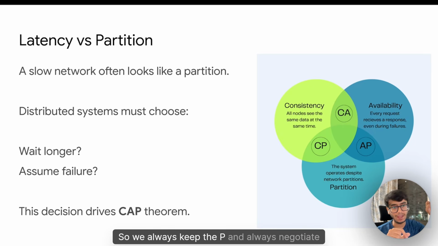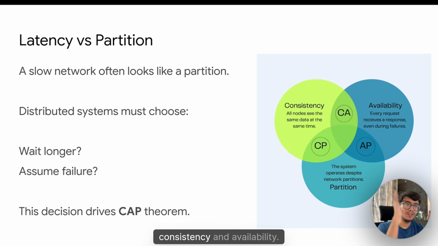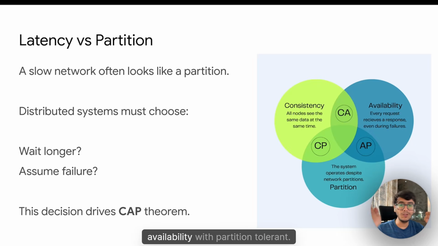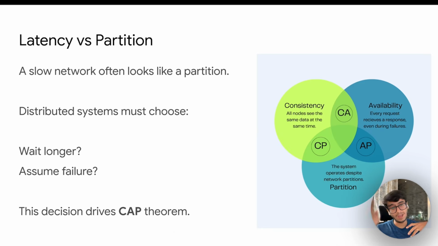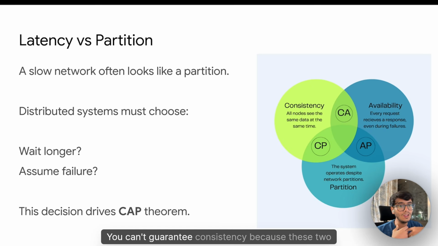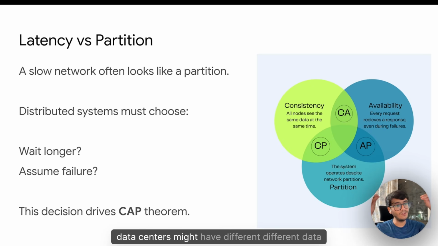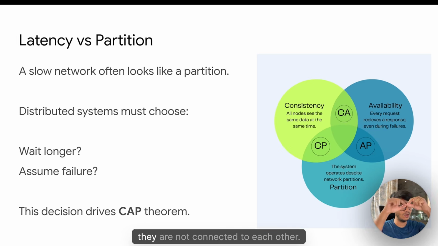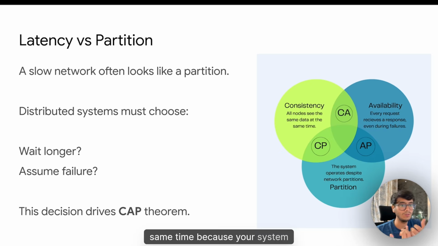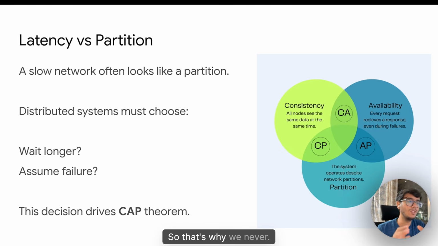So we always keep the P and always negotiate between consistency and availability. It says you can have either consistency with partition tolerance or availability with partition tolerance. You can't have consistency and availability together while compromising partition tolerance, because we just discussed: if your two data centers are not connected, you can't guarantee consistency, because they might have different data. You also can't guarantee availability at the same time, because your system is itself failing to communicate.